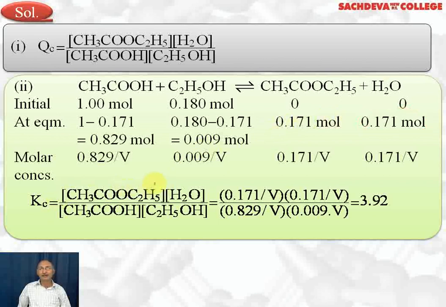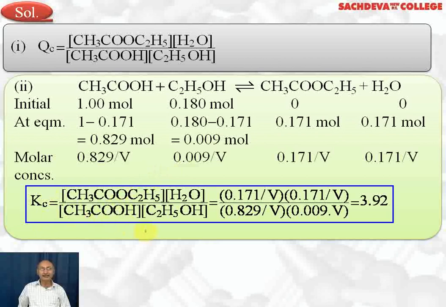We have to divide by volume. Here volume has not been given, so we will take it as 1 liter, and because here number of moles of reactants and products are equal, the volume will get cancelled. We write the expression for Kc. The expression of Qc and Kc is the same, and the values we are substituting are those given at equilibrium: 0.171 divided by volume, 0.171 divided by volume, 0.829 divided by volume, and 0.009 by volume. The equilibrium constant Kc comes out to be 3.92.